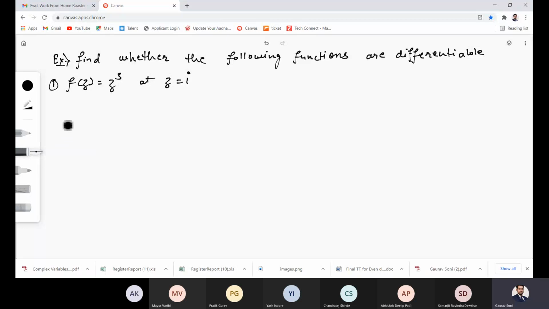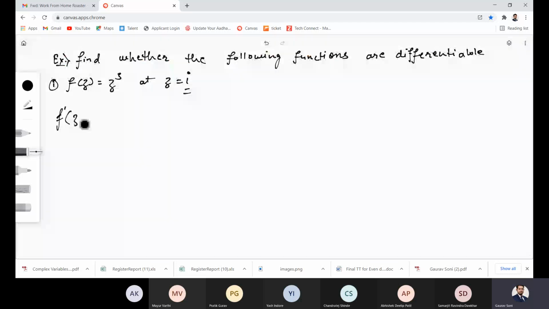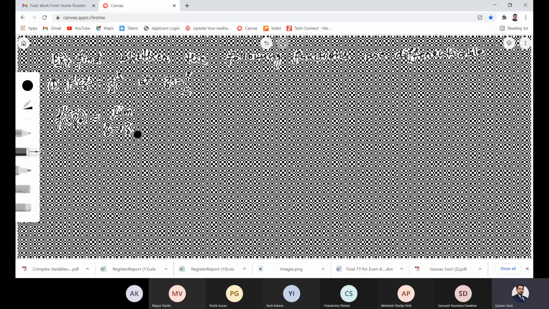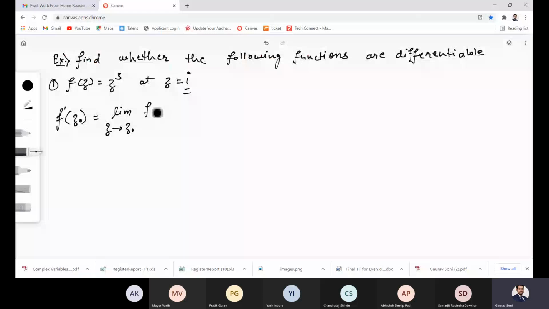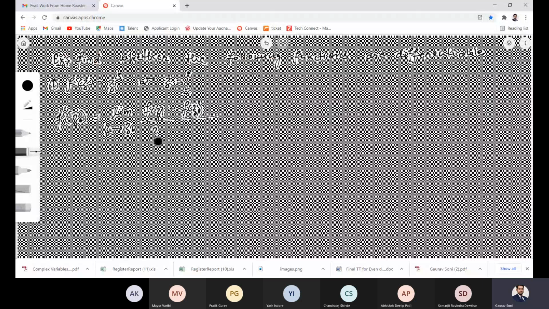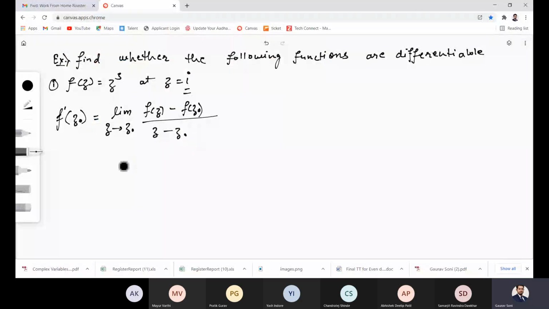So this is my z naught, okay? And at this point z naught, I need to check whether the function is differentiable. So what I will do is f dash of z naught. What is the definition? Limit z tends to z naught, f of z minus f of z naught upon z minus z naught. So I will check whether this limit exists or not.